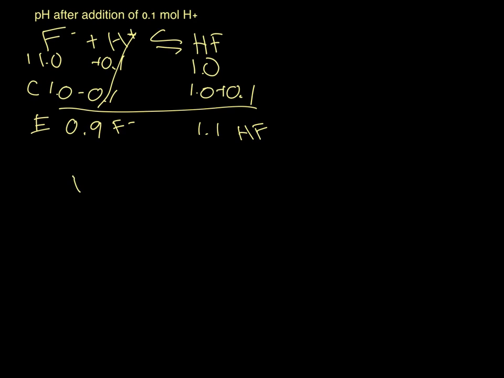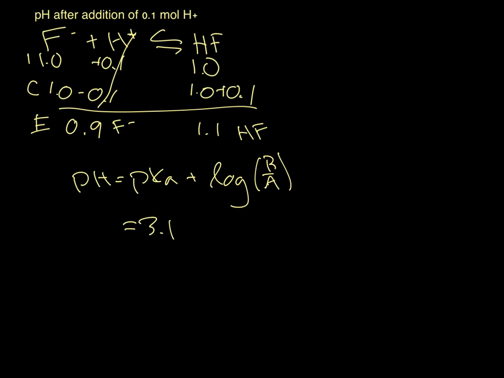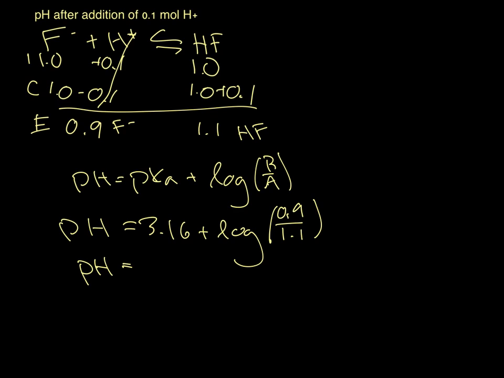Now we plug these back into our Henderson-Hasselbalch equation to get the pH after we've added 0.1 moles of H plus, which is equal to 3.16 plus log of 0.9 over 1.1, which our pH after this addition ends up to be 3.07, which is a minor increase.